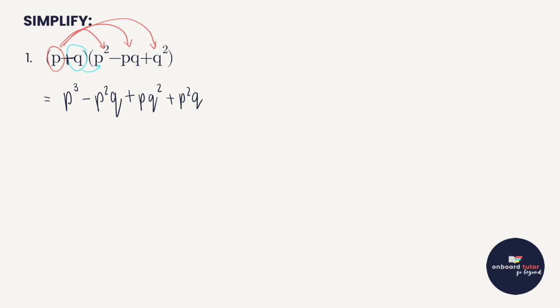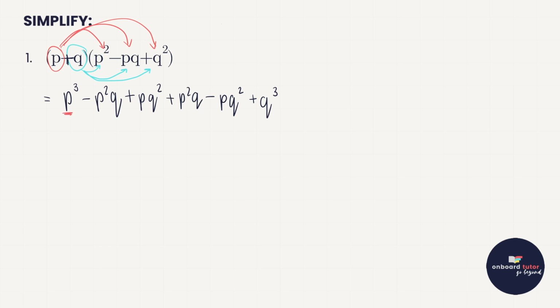Next up, we're going to take that q, multiply it there by the middle term. Positive times negative is negative. PQ times PQ is going to be PQ squared. And then finally, we've got our last multiplication happening there. And that is going to give us plus Q to the power of 3. Okay, let's gather some like terms.